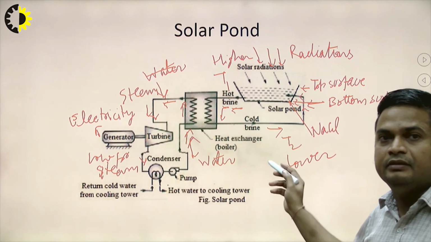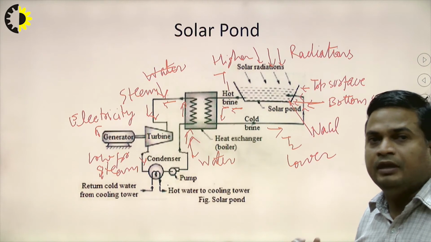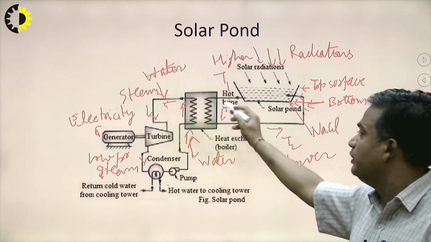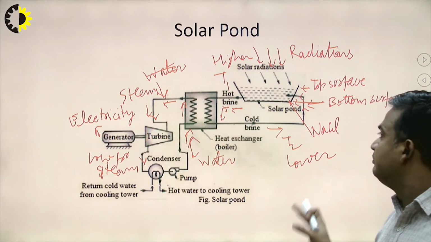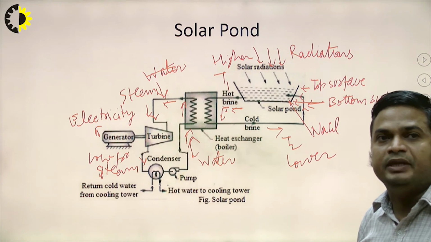and this cold brine takes the energy of the sun, and again it gets heated, and this brine is again circulated here, transferring the energy through the heat exchanger, and thereby this process continues. So this is the major application of solar pond.